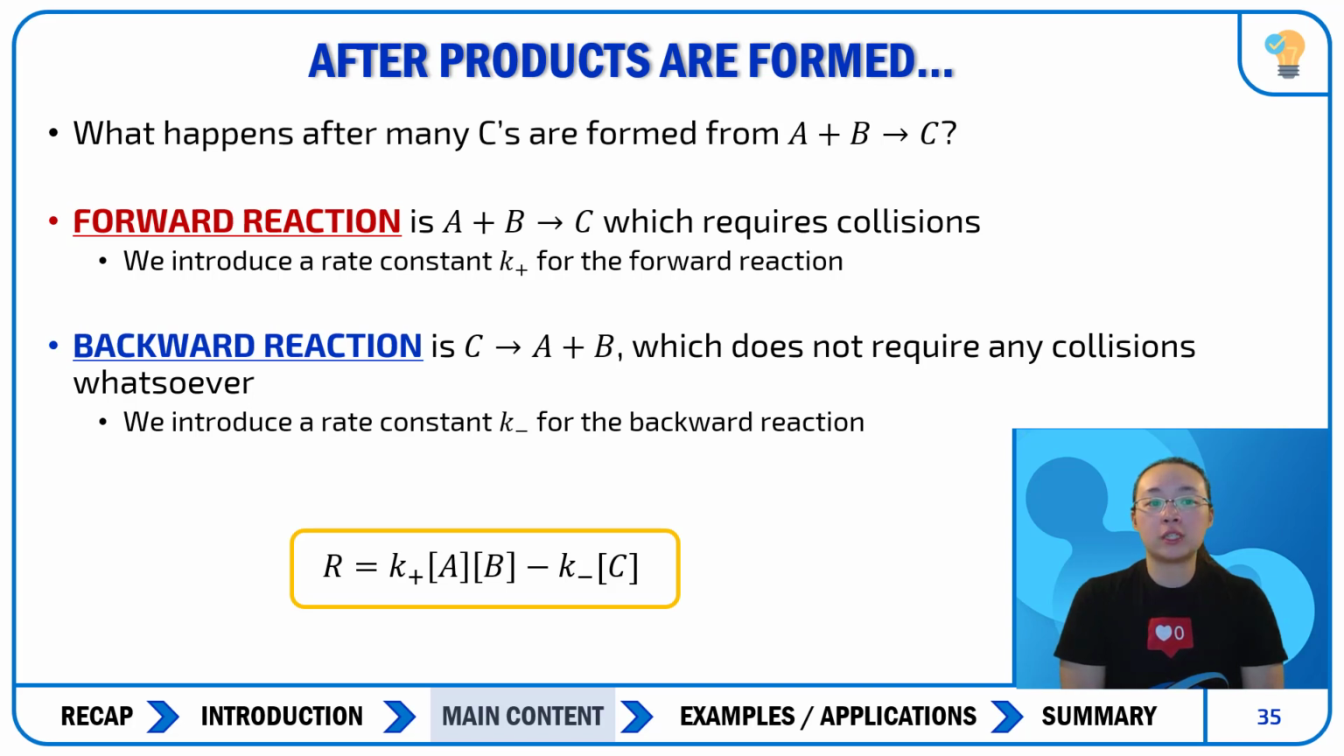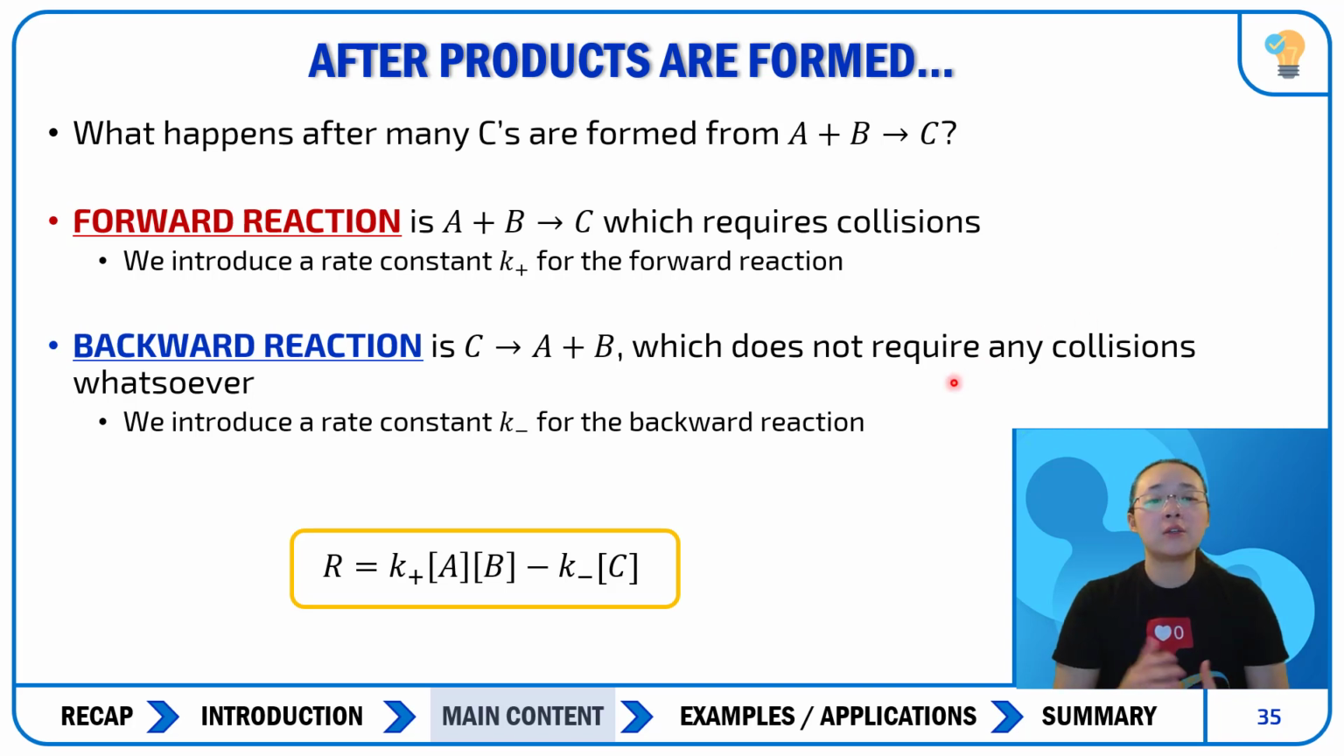First of all, let's define two types of reactions. We have a forward reaction where A plus B goes to C, and that requires collisions. We introduce a rate constant K for a forward reaction, so K plus. We also have a backward reaction where C goes to A plus B, which doesn't require any collisions whatsoever, so we introduce rate constant K negative for the backward reaction. You end up having a rate equal to the forward reaction of A and B minus the backward reaction of C, so that we can calculate the rate of overall reaction.